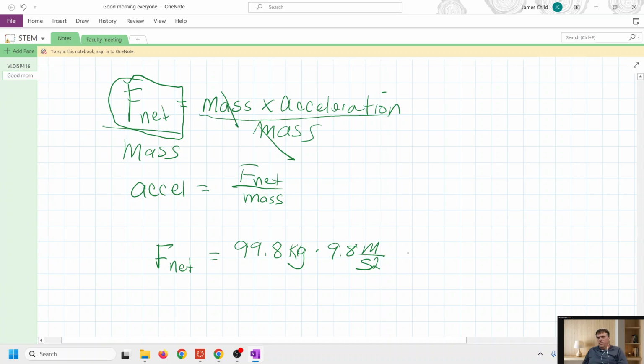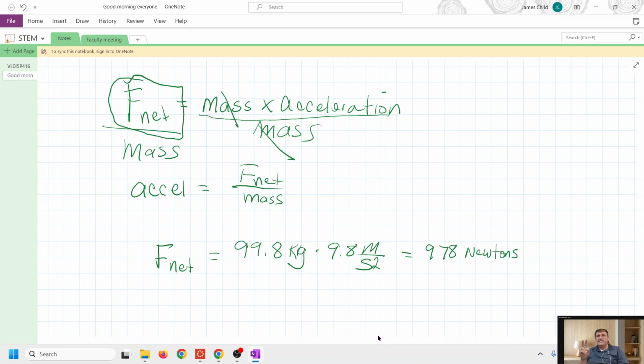I've got to have a net force equal to 678 newtons. That is a lot of newtons. I'm not sure I could do that. Not for very long, for sure. But that's how I do the math for this.